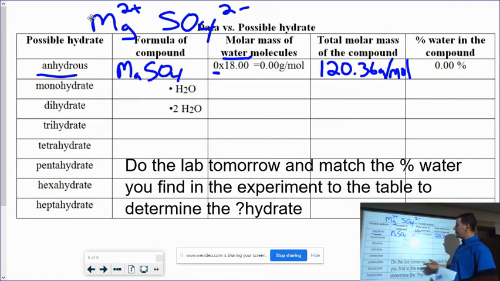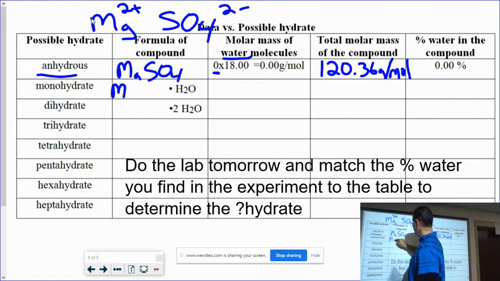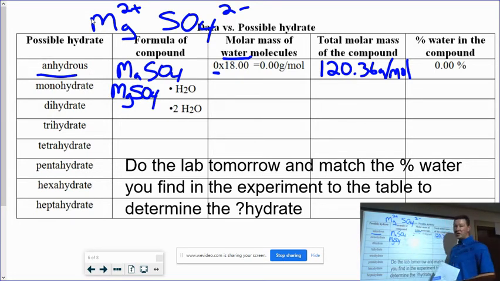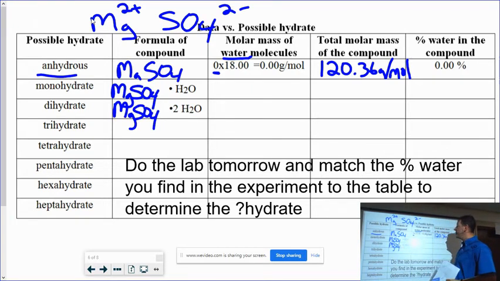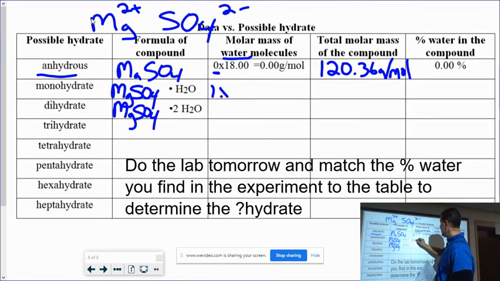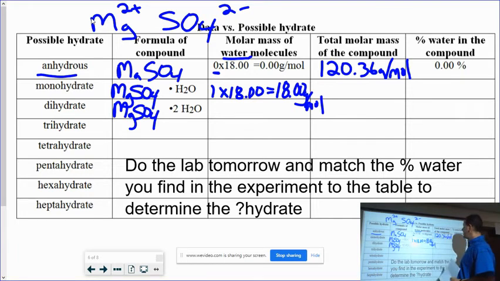So now we're going to pretend that this magnesium sulfate has 1 water molecule to it. So the formula would be MgSO4 dot 1H2O. And if it had 2 water molecules in it, it would be MgSO4 2H2O. So that's what you do all the way down the line. For the monohydrate, how many water molecules are there? There's 1 times 18, and you're going to show your work just like this as we go through it. And that's going to be 18.00 grams per mole.